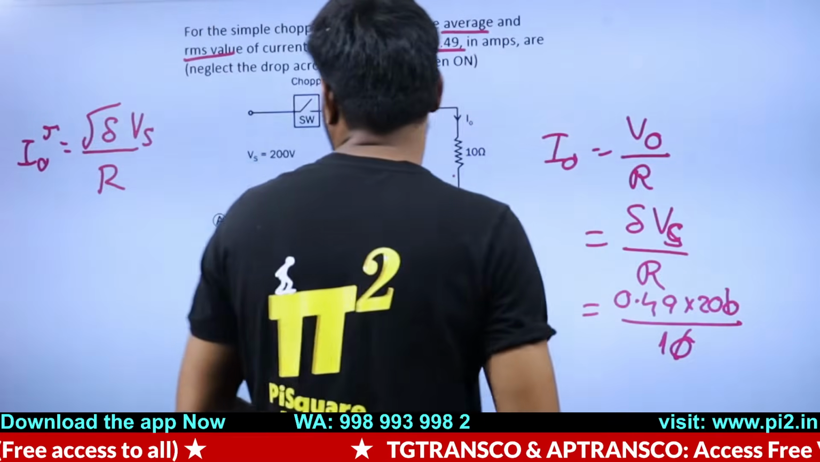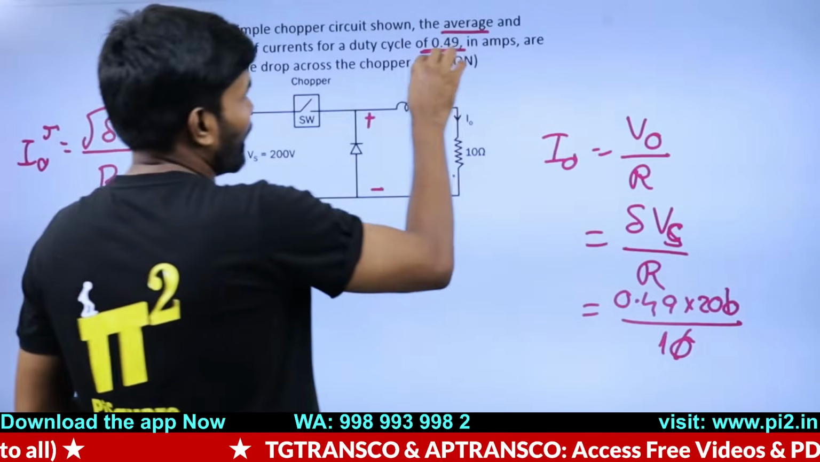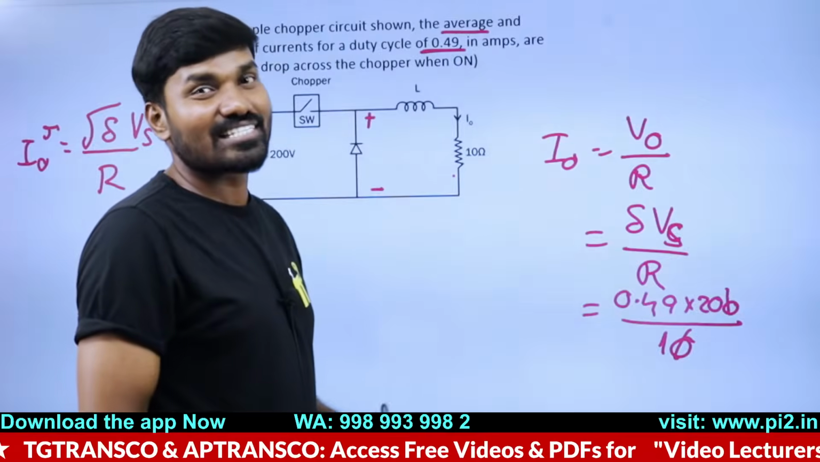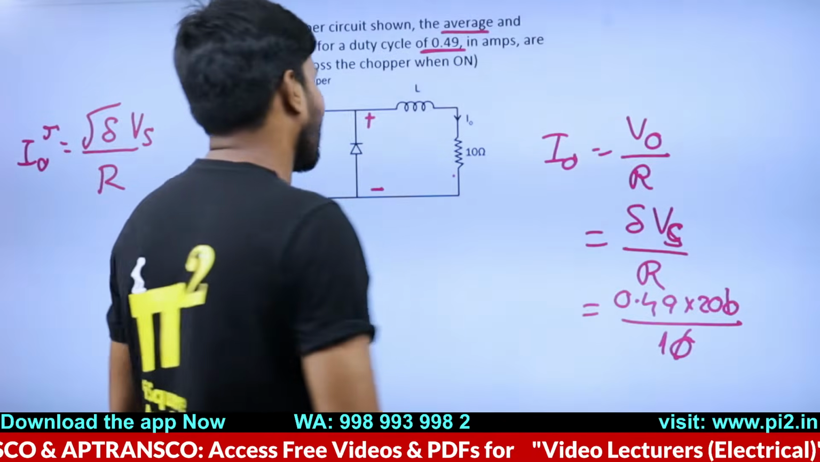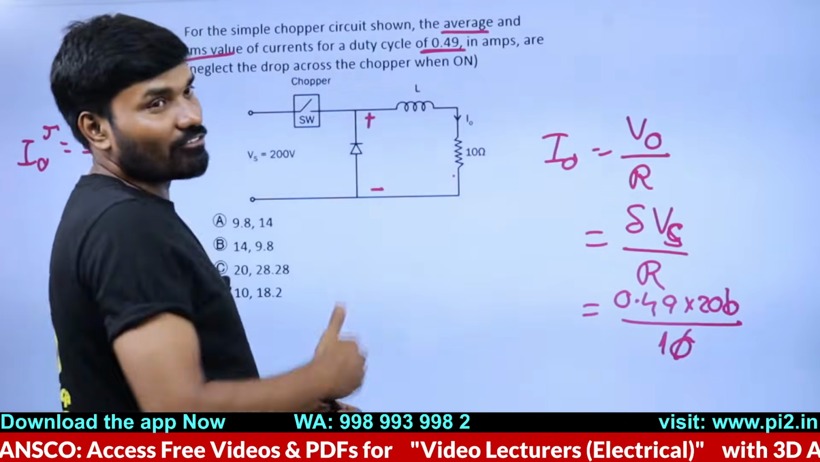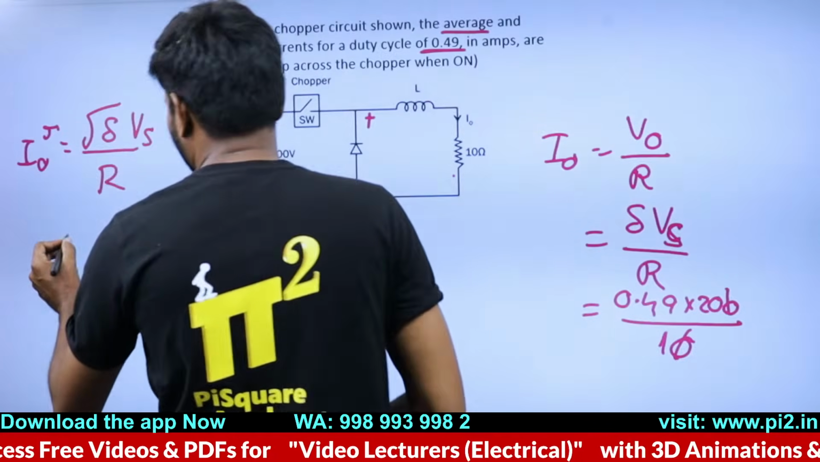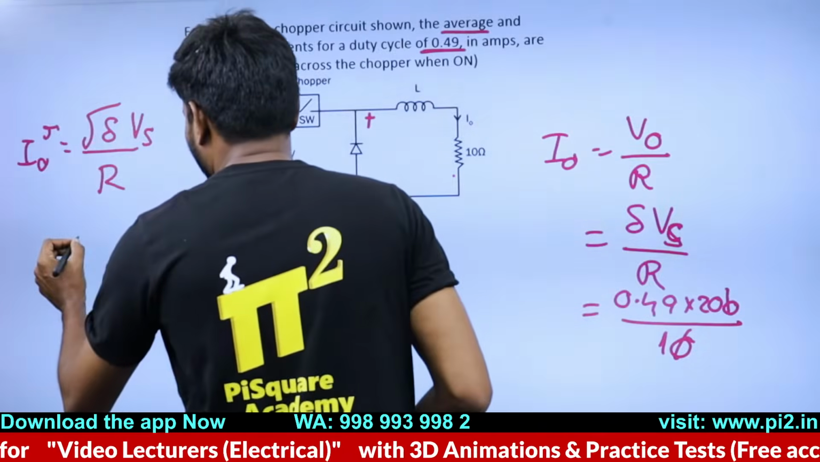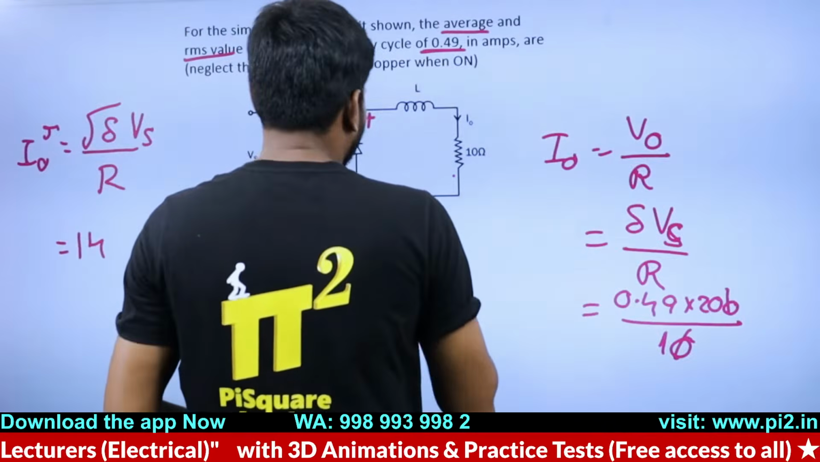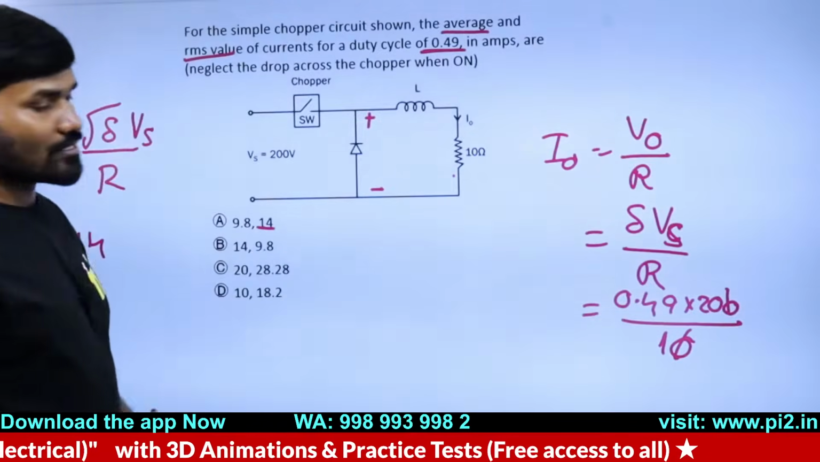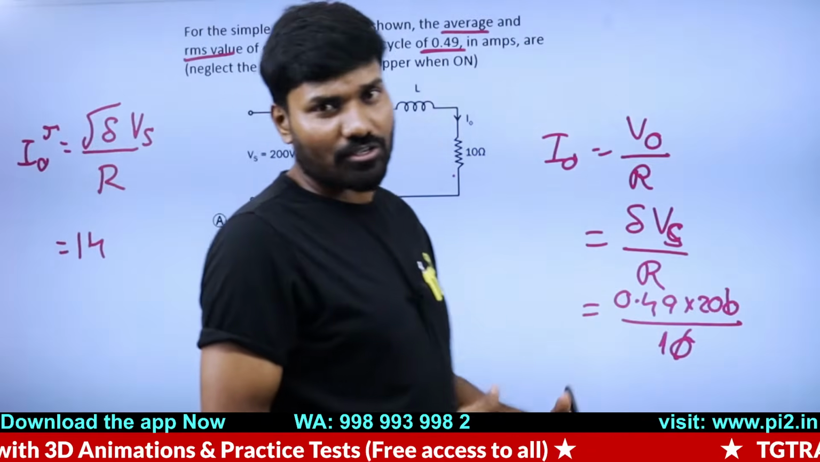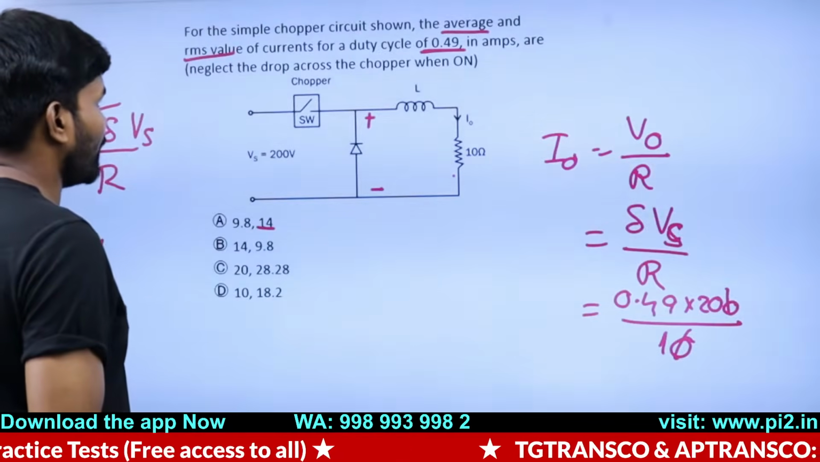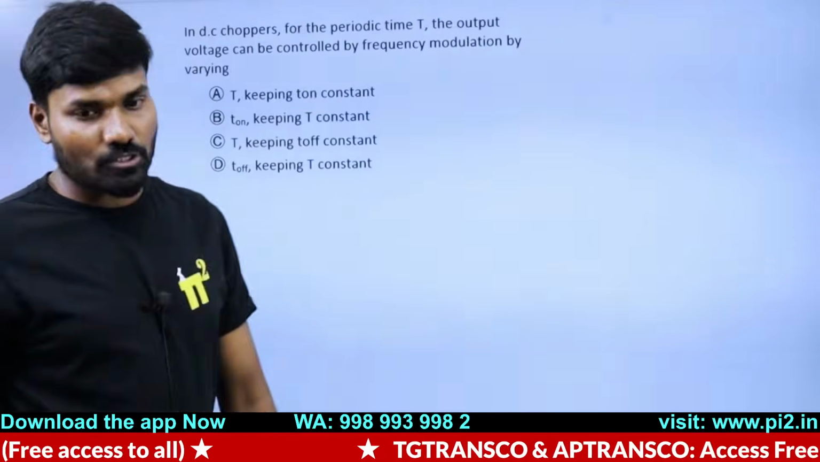That's the reason why he has given 0.49. Taking the square root is easy, you will get 0.7. 0.7 into 200 is 140, and 140 by 10 is 14. That's the answer. If the RMS value would have been asked in the question, this is how you'd solve it. All right, let's go to the next one.